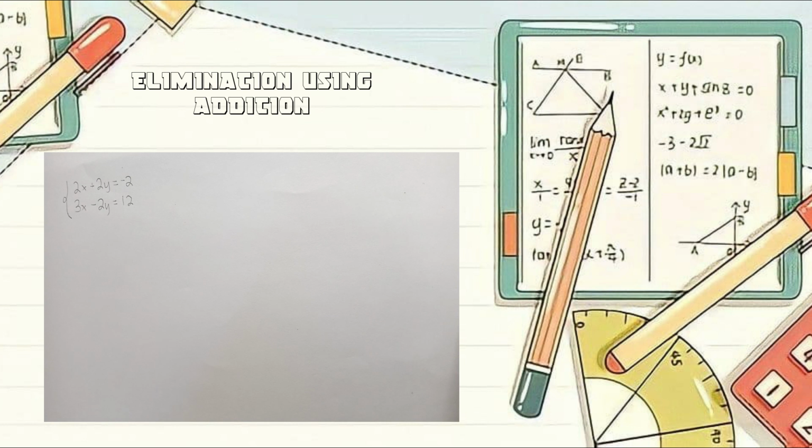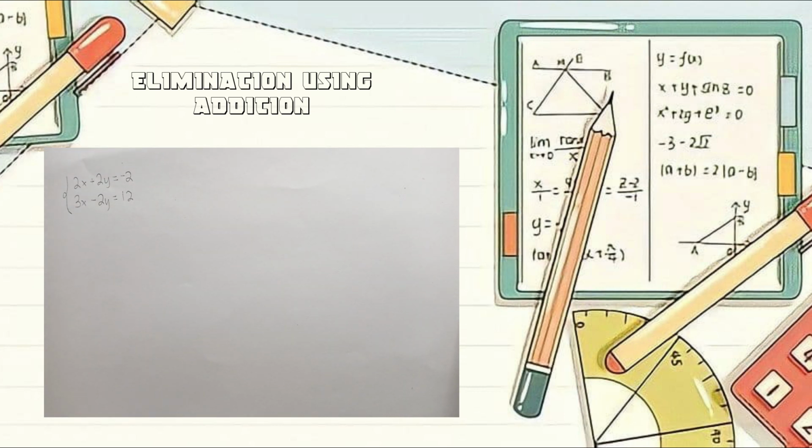In this video, I will be explaining how to solve a linear equation by the elimination method using addition. To start, we will look first at the problem, which is 2x plus 2y is equal to negative 2, and the second linear equation is 3x minus 2y is equal to positive 12. Since we are using addition to eliminate, we will put a plus sign here.